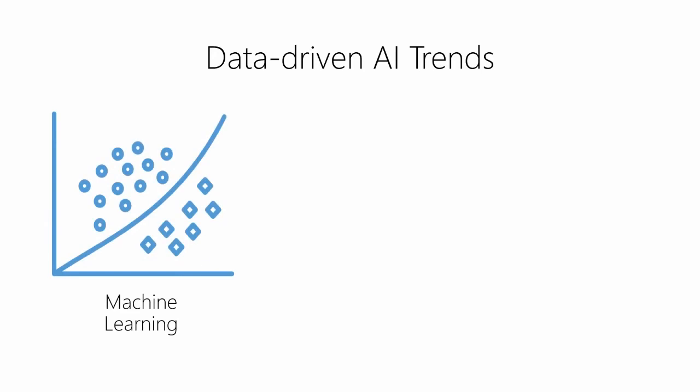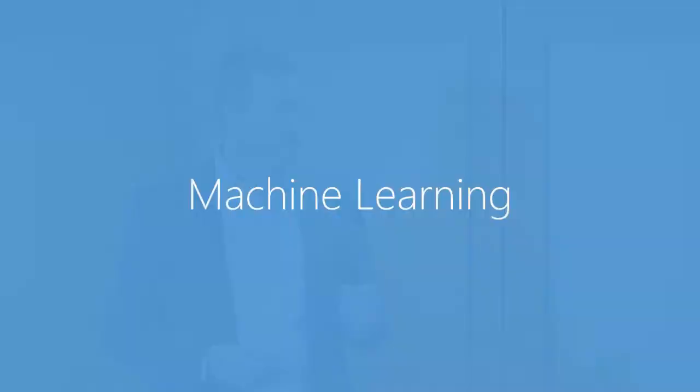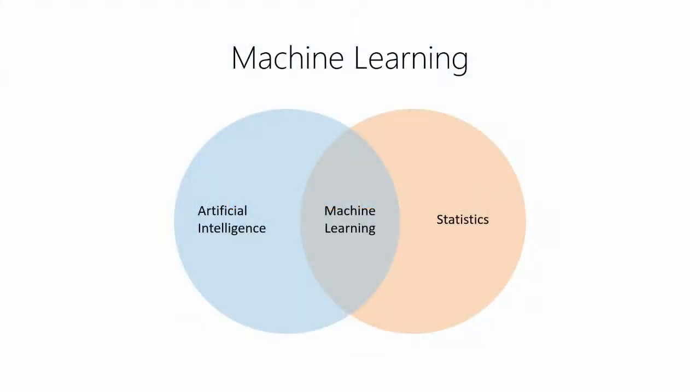We have machine learning, deep learning, and reinforcement learning. These 3 trends are both making data-driven AI possible and increasing the value that modern AI can provide. First, we have machine learning. Machine learning is a subfield of artificial intelligence based on statistics.